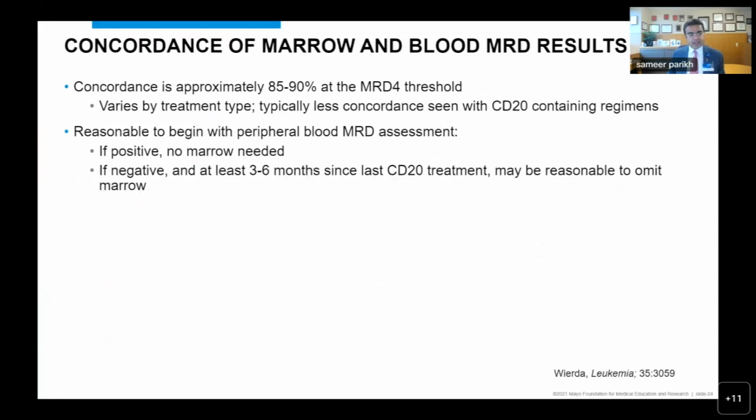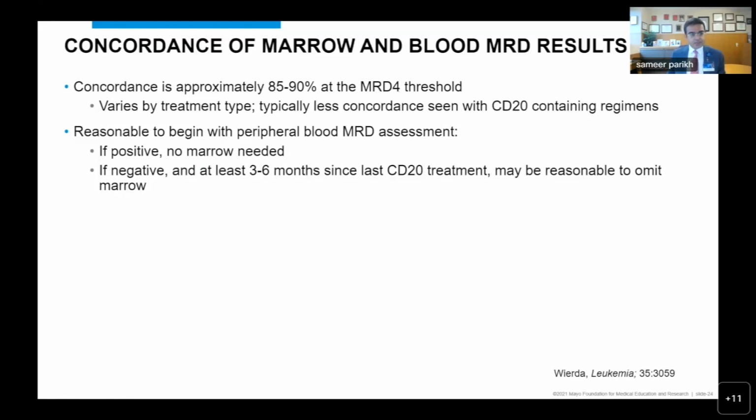The first question that I wrestle with is, do I need to check for MRD in the bone marrow, or is blood sufficient? Obviously, my patients don't want to get a bone marrow if they can avoid it. In most studies, the concordance is about 85 to 90%, and this is at the MRD4 threshold, which is important to remember.